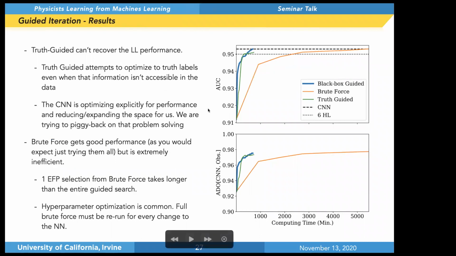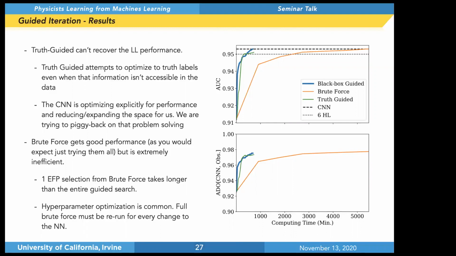So in the brute force case, this is the same graph, but now measured by computing time. And what you end up seeing is that although the brute force version works, it takes longer to perform a single choice of EFP with a brute force search than it does to do the entire black box guided approach.